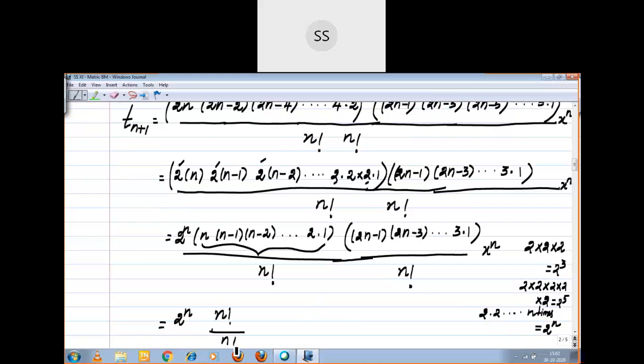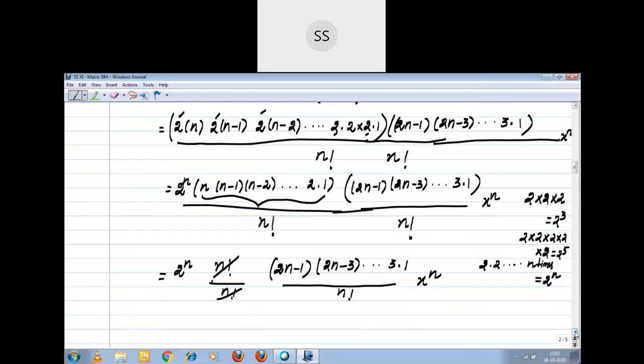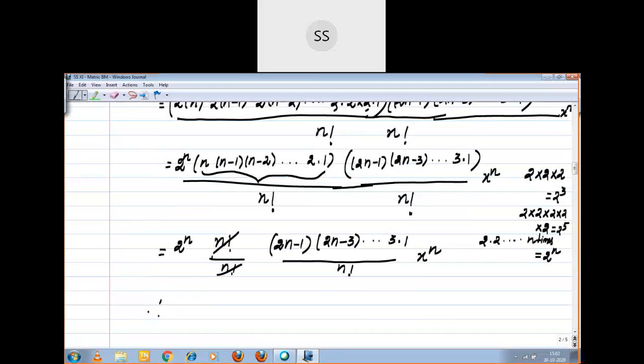Here, what does it represent? N factorial, right? N factorial can be written as n into n minus 1, n minus 2, etc. up to 2 into 1, right? So this one can be replaced by n factorial divided by n factorial. Cancel. Then 2n minus 1 into 2n minus 3, etc. 3 into 1 divided by n factorial into x power n. At last, what they are asking to prove, that we prove, right?